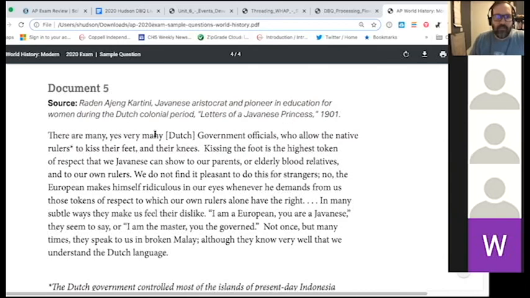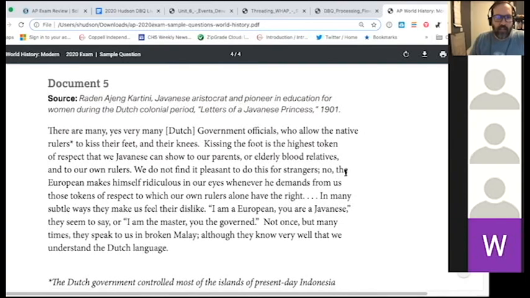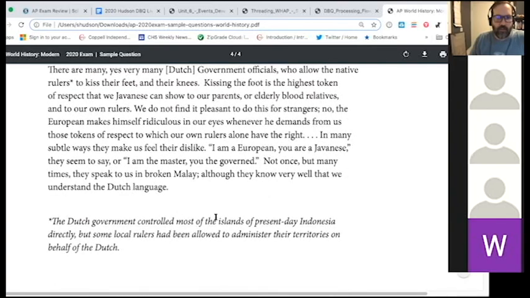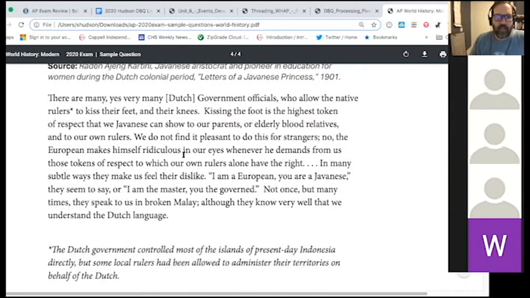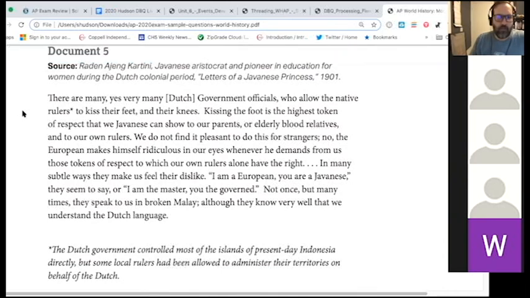There are many, yes, very many Dutch government officials who allow the native rulers to kiss their feet and their knees. Dutch government controlled most of the islands, but some local rulers had been allowed to administer. So, okay, indirect rule, cool, whatever. Kissing the foot is the highest token of respect that we Javanese can show to our parents or elderly blood relatives and to our own rulers. We do not find it pleasant to do this for strangers. No, the European makes himself ridiculous in our eyes whenever he demands from us those tokens of respect to which our own rulers alone have the right.